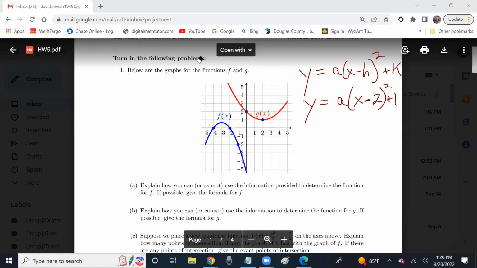We're going to call this g of x instead of y. g of x equals 1/4 parentheses x minus 2 squared plus 1. And that is the formula for that problem. Correct. Let me erase that and scroll down here.